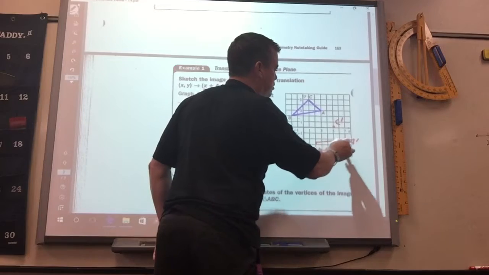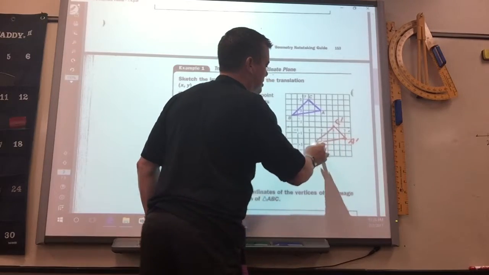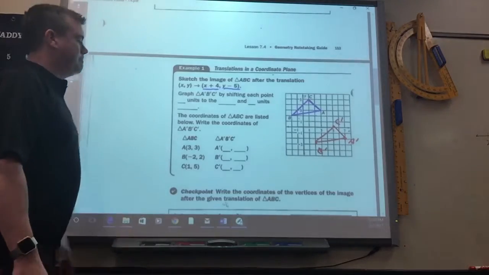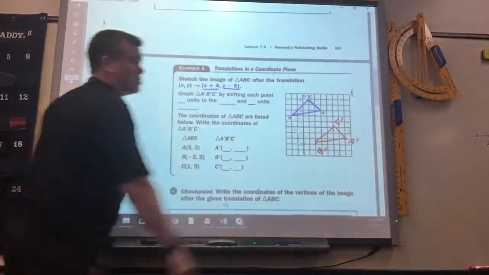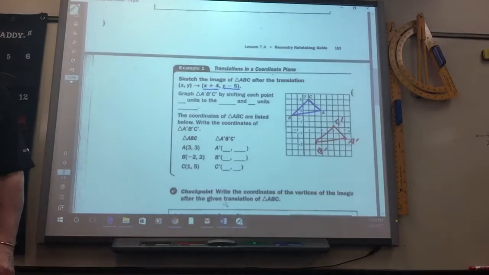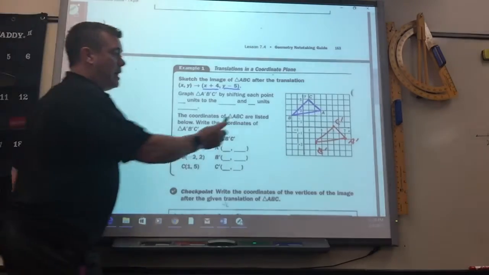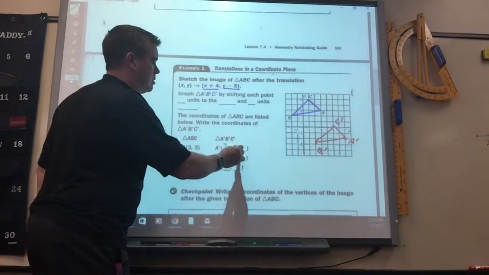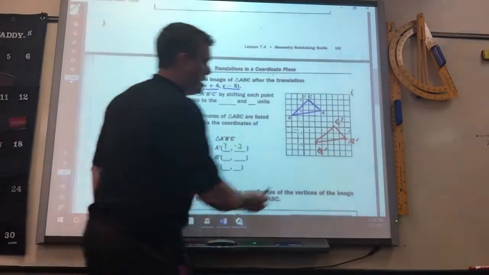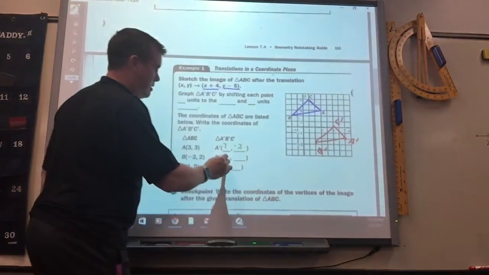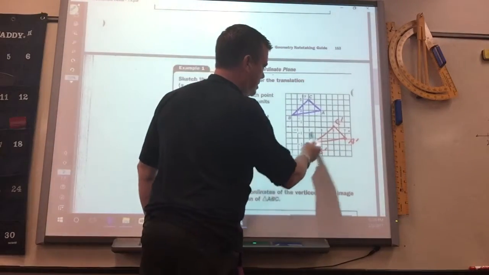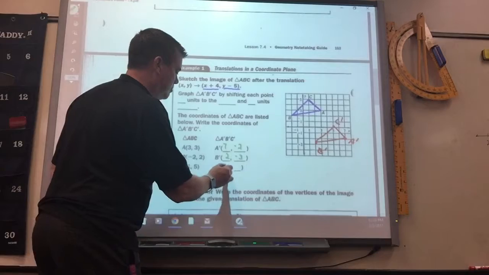So it's the easiest one to do. It's a lot easier than rotations and reflections. Now the points are also easier to find without actually doing the drawing. My new A prime is over 7, down 2. My new B prime is over 2, down 3. And my new C prime is over 5, up 0.